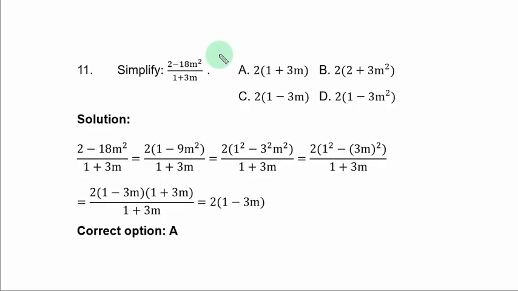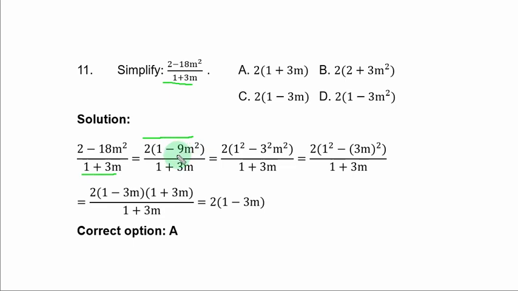Question 11. Simplify 2 minus 18m squared over 1 plus 3m. This is the given problem. We can factor out 2 from the numerator, and you have 2 bracket open 1 minus 9m squared. Here we can look at it as difference of two squares because we can express 1 minus 9m squared to be a squared minus b squared.